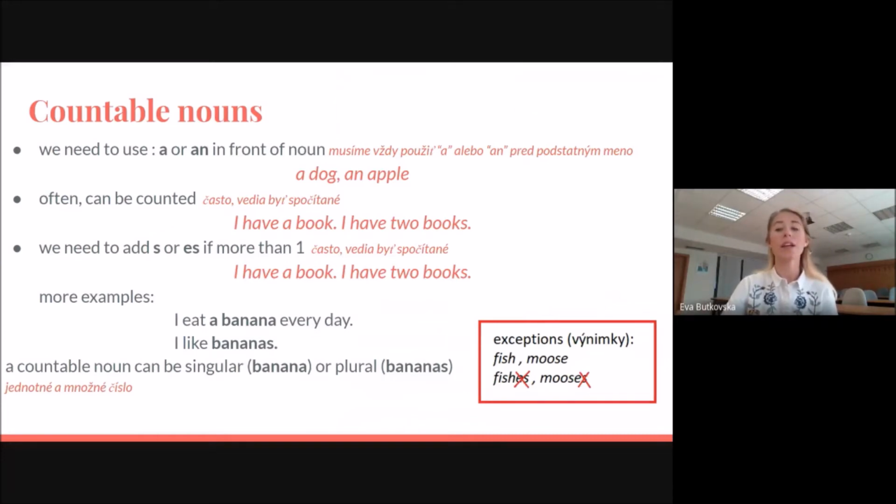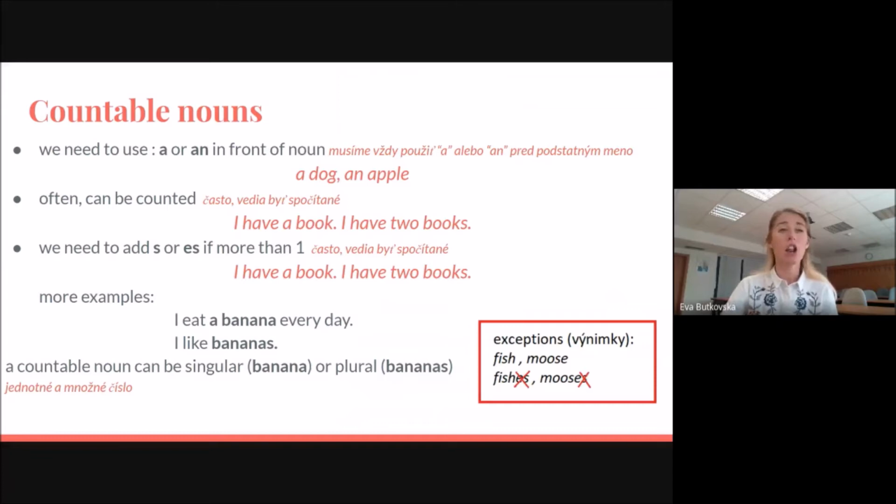So really, let's look at more examples. I eat a banana every day. A banana, that's a countable noun. So I can create plural. I like bananas. In this sentence, it means bananas in general. So I prefer bananas as a fruit. So really remember, countable noun can be singular, so a banana, or plural, bananas.